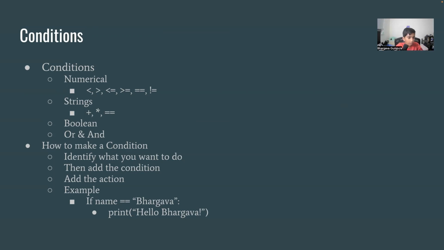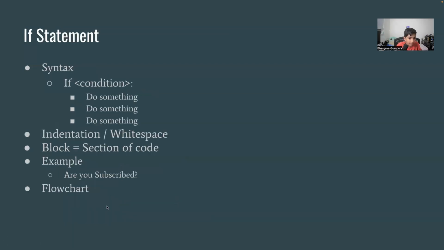Oh, there's also Boolean. Boolean is if true, which will always be true. If true is true, and if false is always false. So Booleans are basically true or false. And, or, and and I'll get into. So how to make a condition?